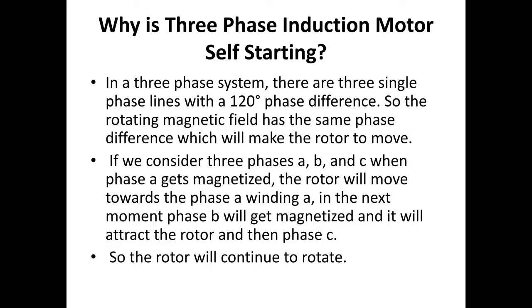If we consider three phases A, B and C, when phase A gets magnetized, the rotor will move towards winding A. Once A has started, it will go for B, and again for C. So the rotor will continue to rotate automatically, and it does not need any starting. It is self starting, and an extra starting motor is not required in your induction motor. And this is nothing but your induction motor.